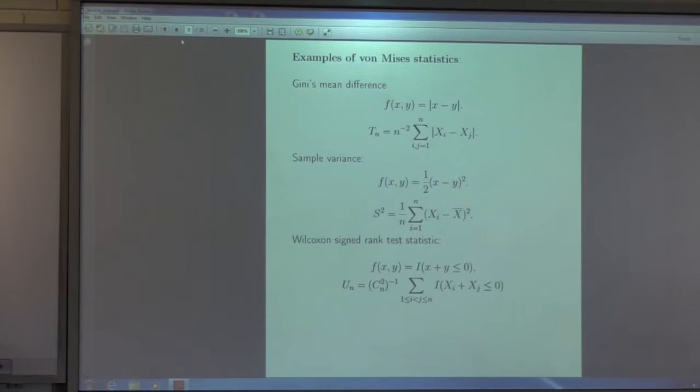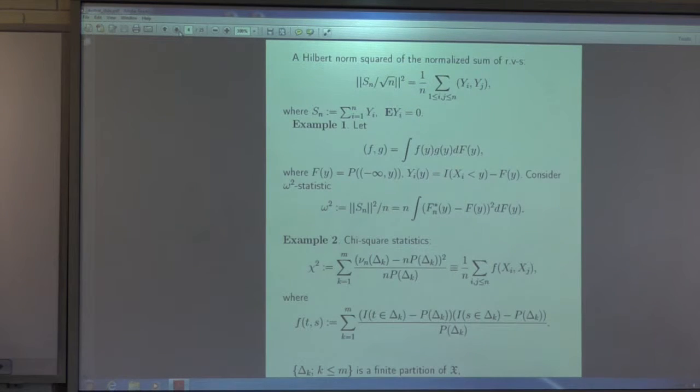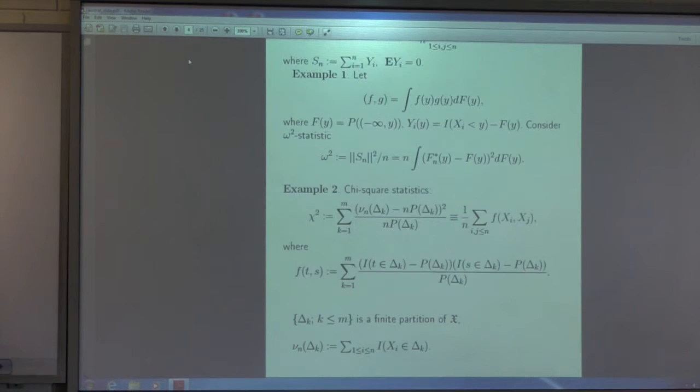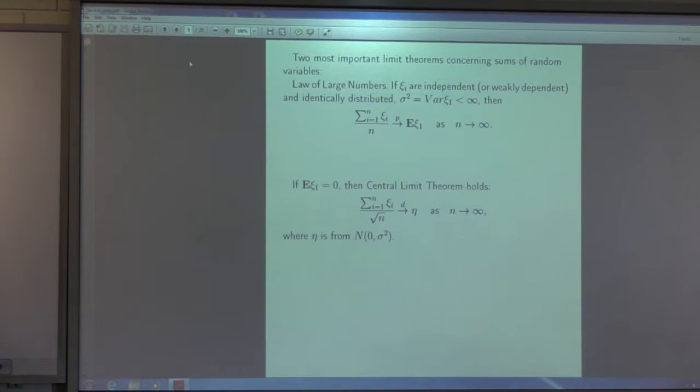Here are some examples of two-dimensional V statistics, and we can see that by choosing the kernel function in the appropriate way, we obtain a lot of classical objects which are used in mathematical statistics, such as sample variance, mean difference, and so on. Also the well-known chi-square and omega square statistics, used in asymptotic tests, are special cases of two-dimensional statistics. So the object is quite popular and quite general.